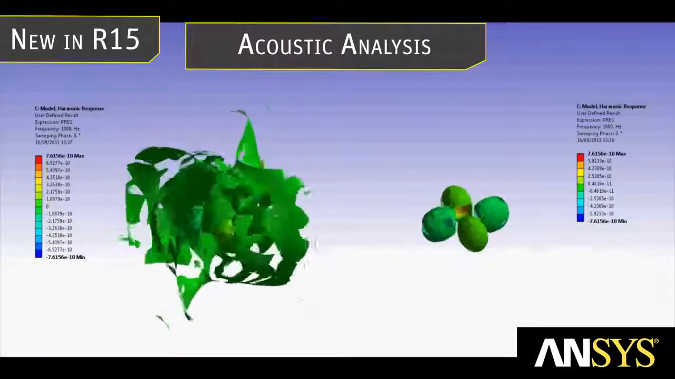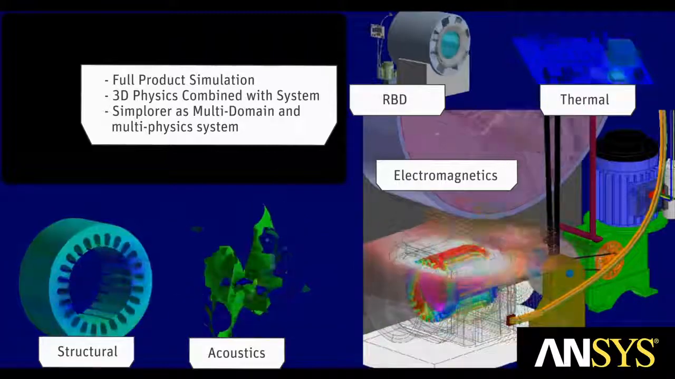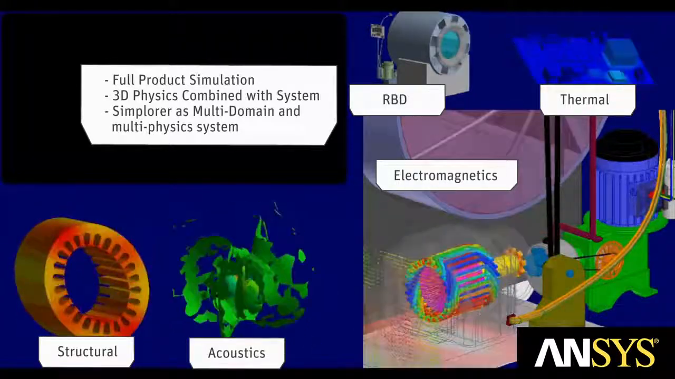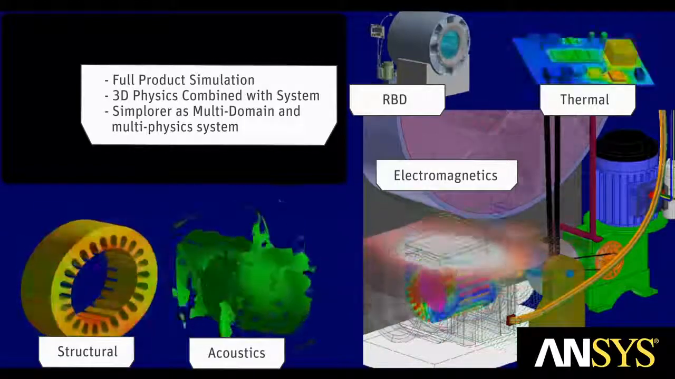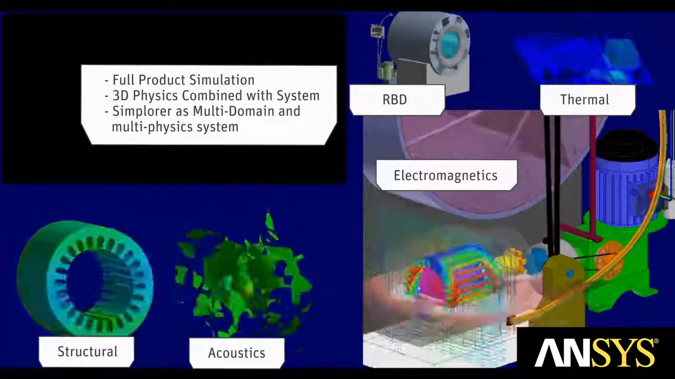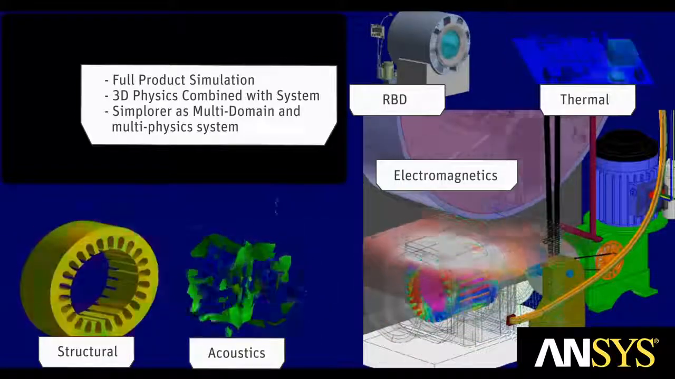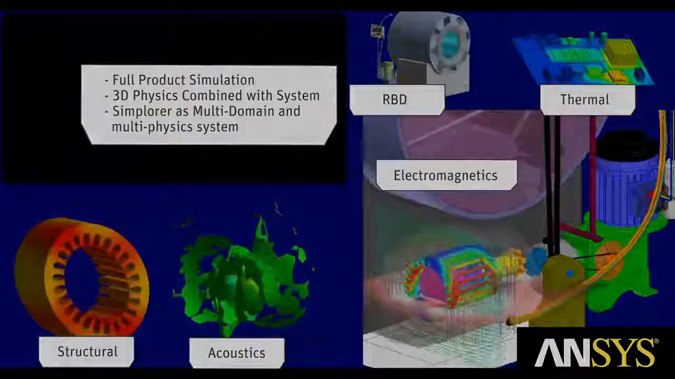In this example, we demonstrated full product simulation that combines 3D physics simulation with system analysis. ANSYS Simplorer is used to bring together numerous technologies, including Maxwell, SCADE Suite, IcePak, Mechanical, and rigid body dynamics.